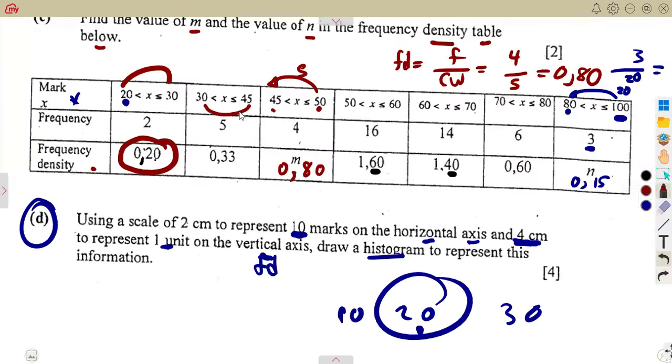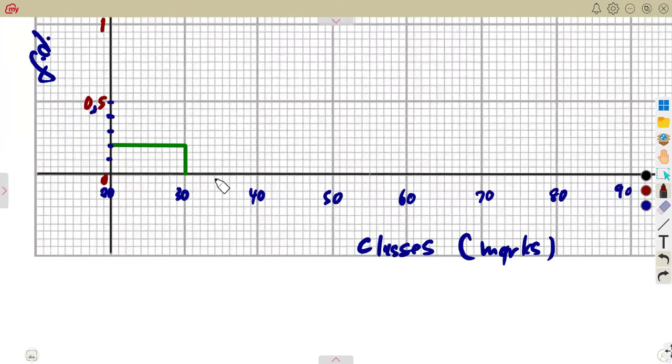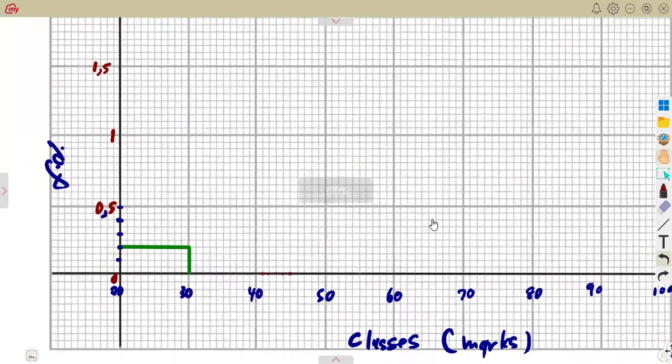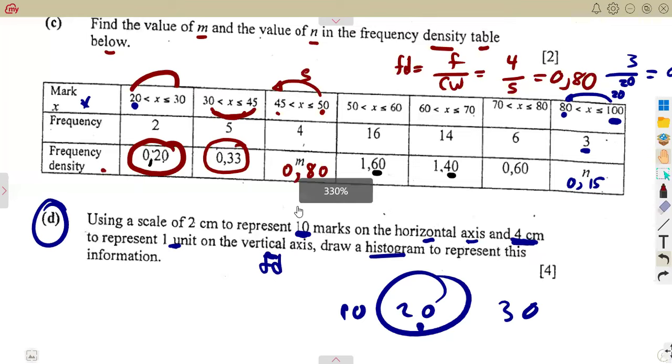30 to 45 versus 0.33. Let's start with 30 to 45. According to this, one box is 1. So 45 is in between 40 and 50: 40, 41, 42, 43, 44, 45. The number that we are given there is 0.33.